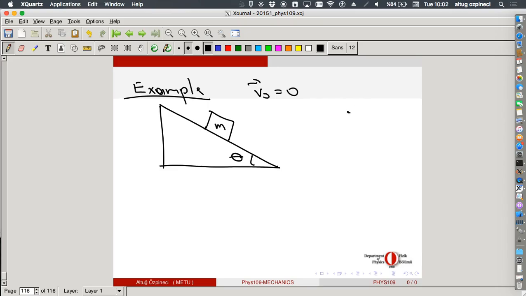Now, what are the forces acting on it? There is the weight, the normal force, which is perpendicular to the surface, and in this case there will be the friction force. Is it static or kinetic? Initially it is at rest, so it is static.